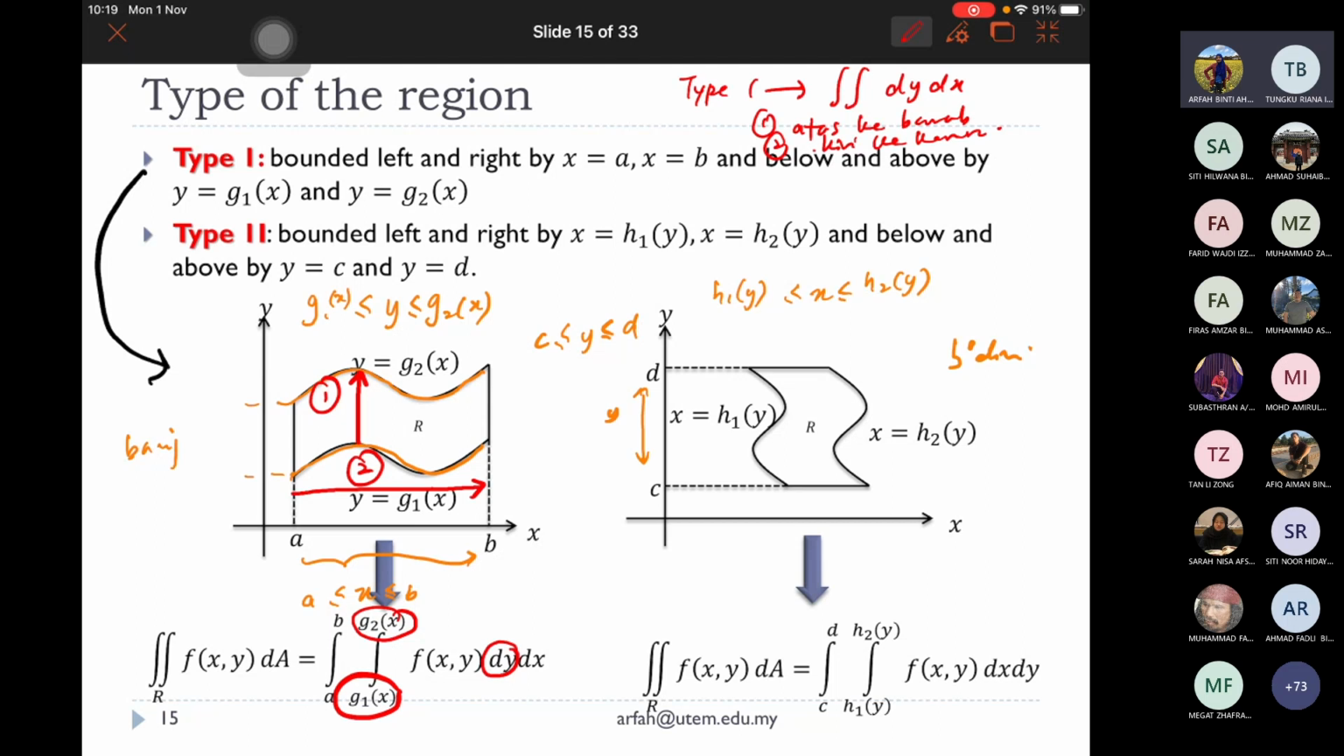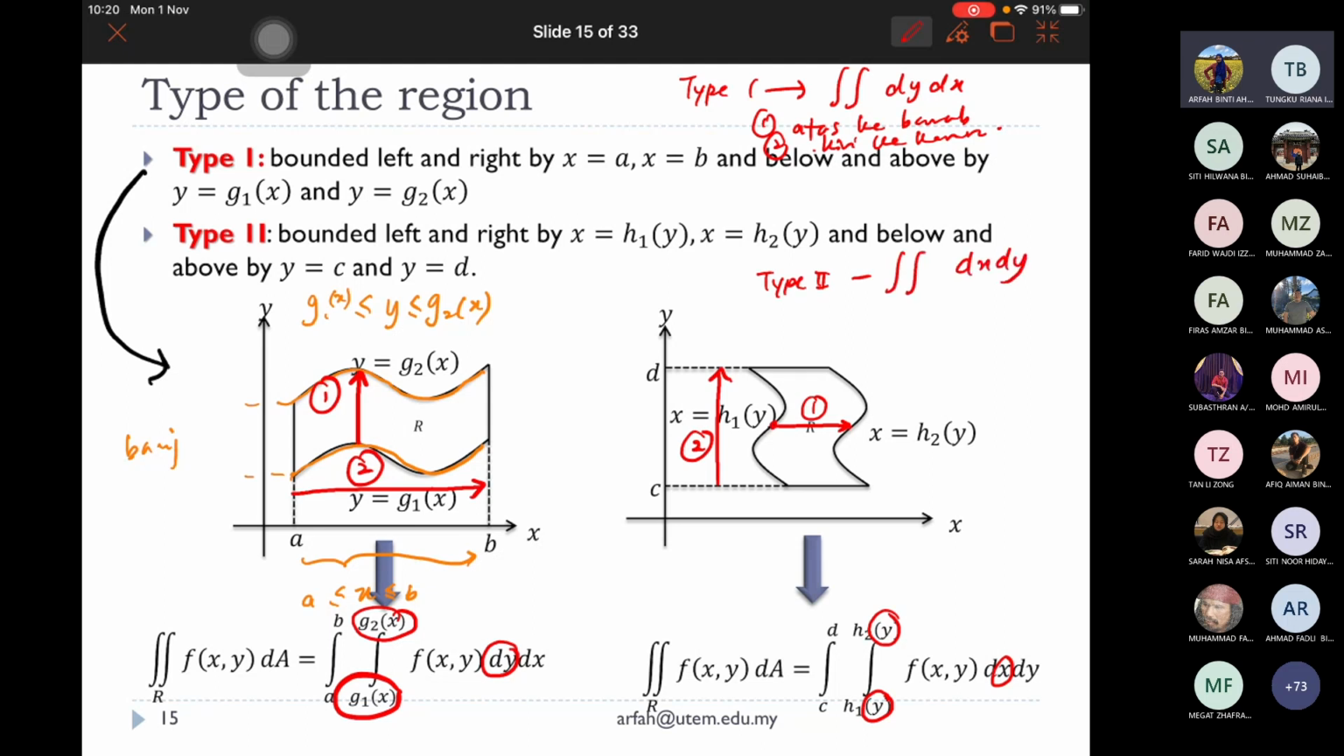But for type 2, kalau awak tengok untuk type 2 ni pula, dia punya pergerakan akan jadi X first, dan X dalam sebutan Y. So kita akan gerakkan dia kiri ke kanan first. Garisan ini akan menemui garisan ni, then baru kita akan gerakkan dia atas ke bawah. So for type 2, kita akan buat integration with respect to dx dy. Pergerakan first kiri ke kanan, second pergerakan adalah daripada atas ke bawah. So ni dua benda penting yang awak kena tahu.